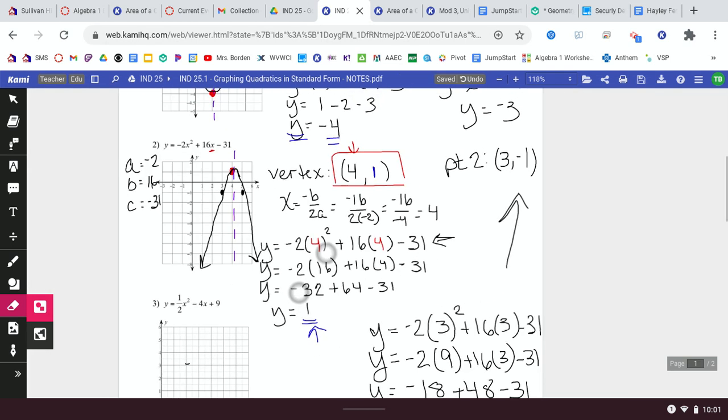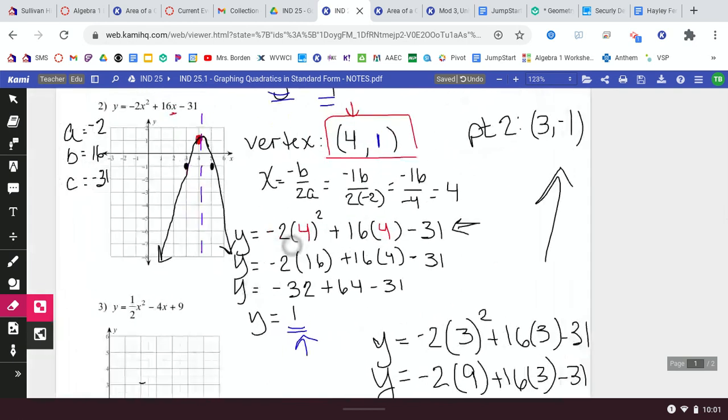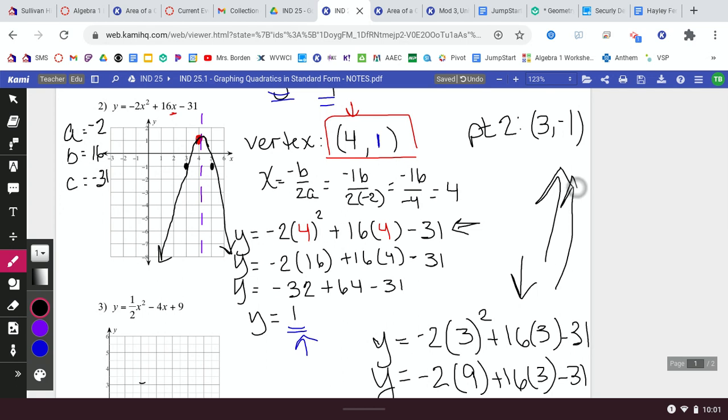So find your vertex, plot it, draw your axis of symmetry, pick a second point, x value, close to your axis, plug it into your equation to find the y, and once you find the y, you can plug it back in, have a second point, plot that second point, mirror for your third point, and then draw your quadratic. Okay, I know it's a lot of steps. These are very time consuming, which is why your assignment only is going to have 4 of these to do.